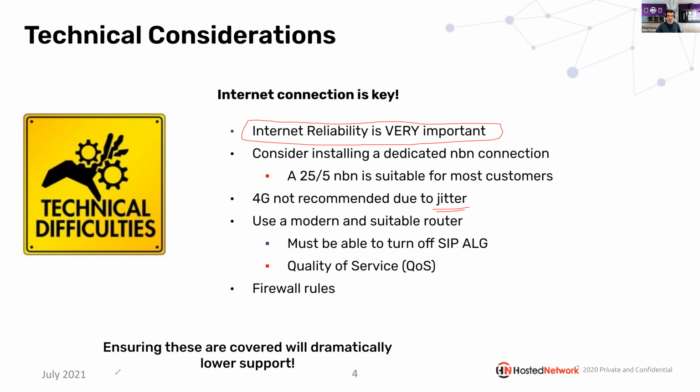Now, like it says down here, ensuring that these are covered off initially will dramatically reduce your support, which means that you're going to be able to focus on other things, and you're going to have a happier customer. So it is very important to get it right from the start. If you consider these things from the word go when you're quoting a voice solution, a 25 by 5 in a dedicated router is going to cost maybe an extra $40 a month. But to keep the customer happy and make sure everything is smooth sailing, getting it right from the word go will pay dividends in the long run.